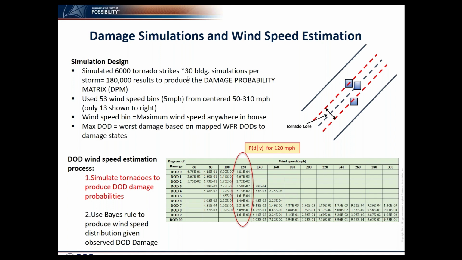That is basically varying the resistances of the house. So we have enough results to produce a damage probability matrix, which is shown here.